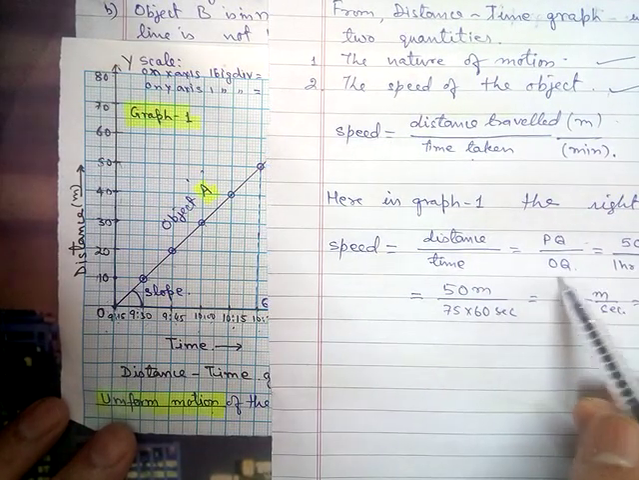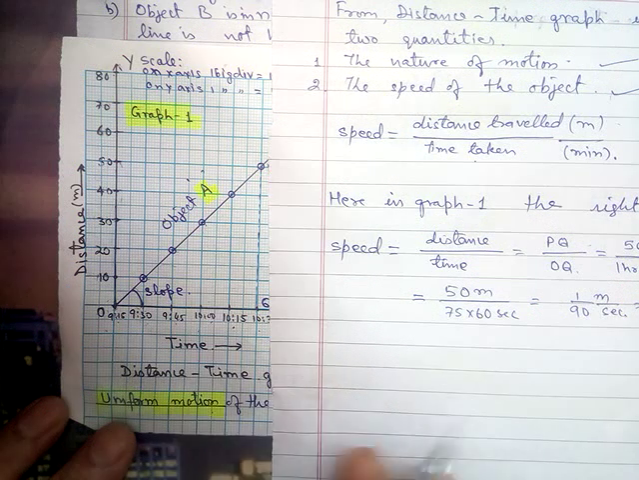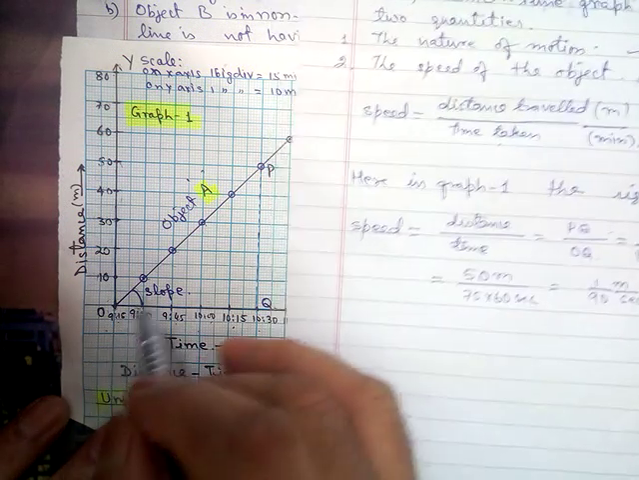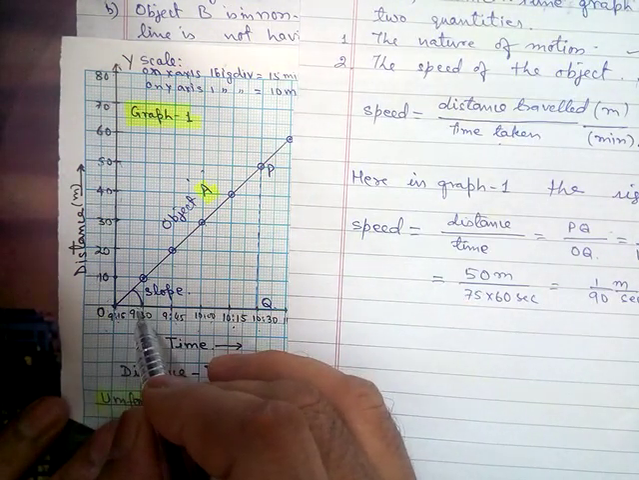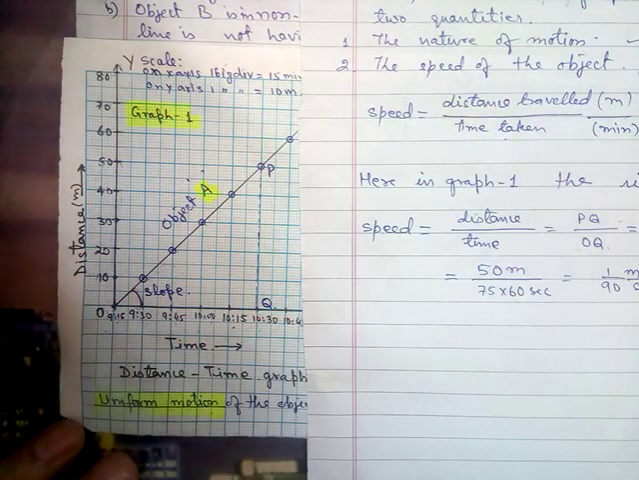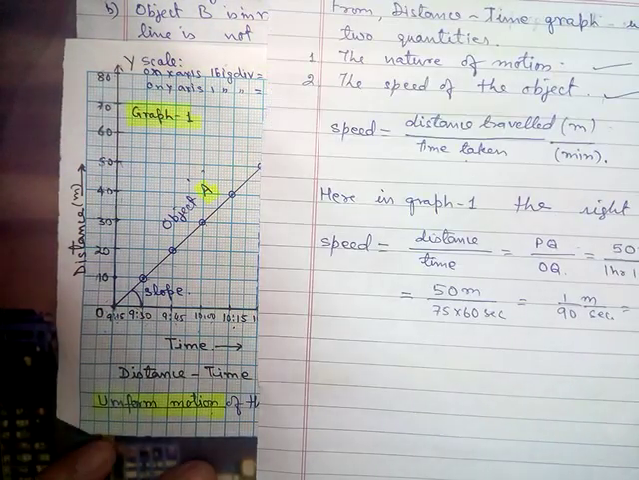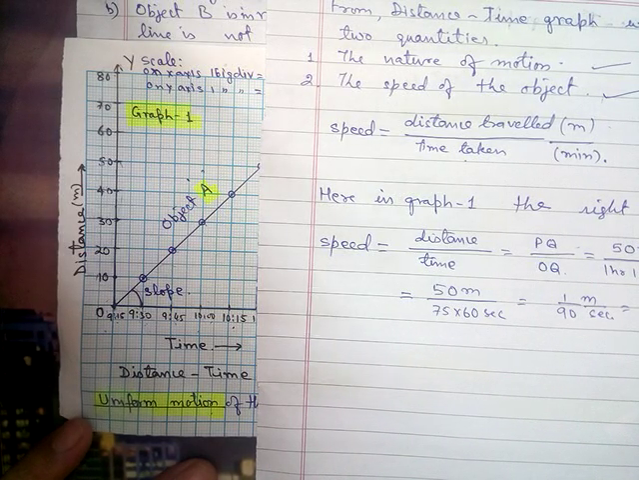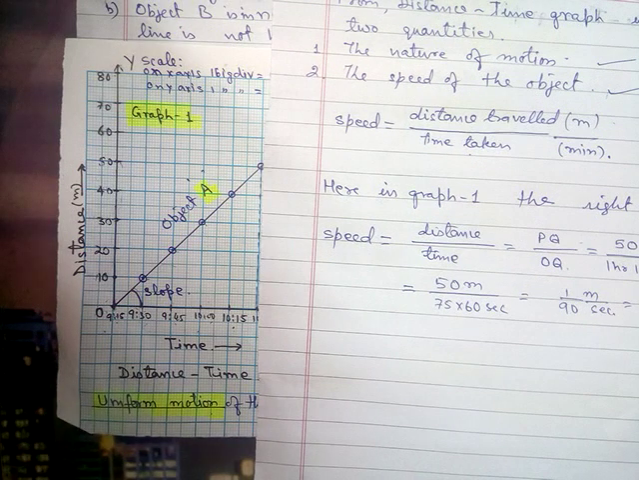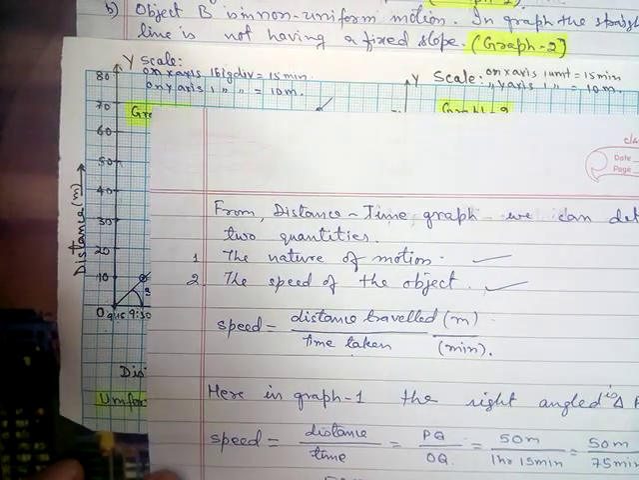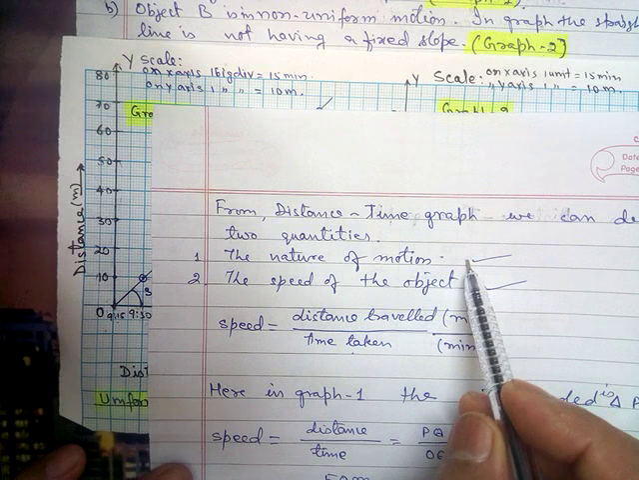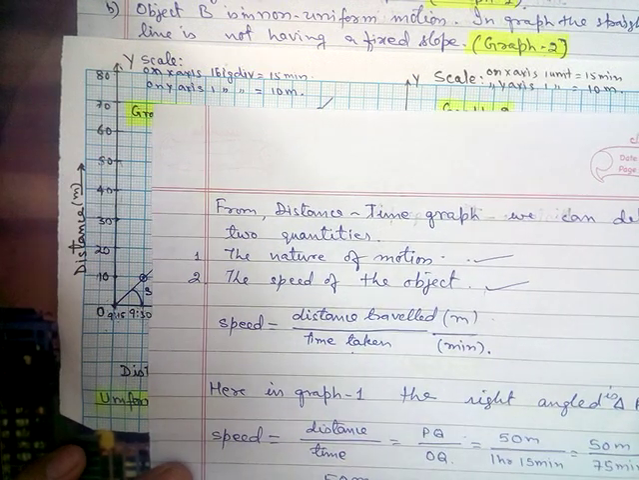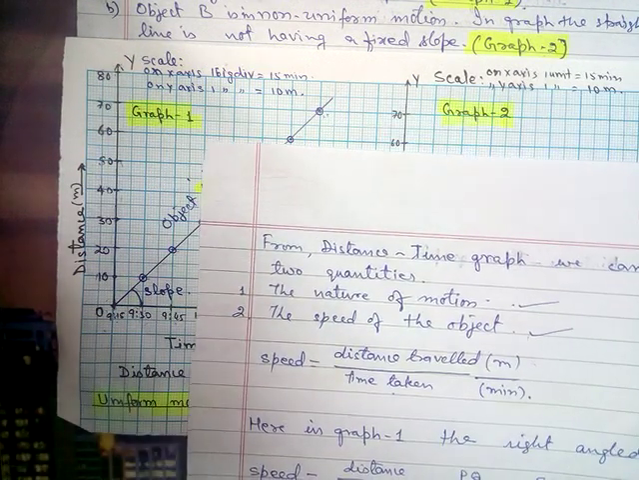Then we have PQ by OQ, and POQ is a right angle triangle, and thus tan of angle POQ is the slope, which is also equal to PQ by OQ. On substituting the values of the distance and the time, after calculation we get 0.01 meter per second, which the object is covering. And thus two things we can get from the distance time graph: the first is the nature of the motion, and the second is that the speed of the object can be determined from the distance time graph.